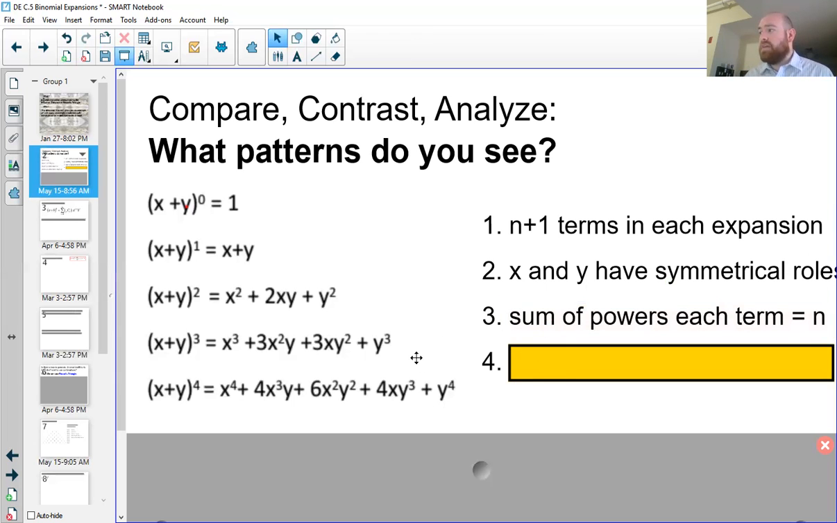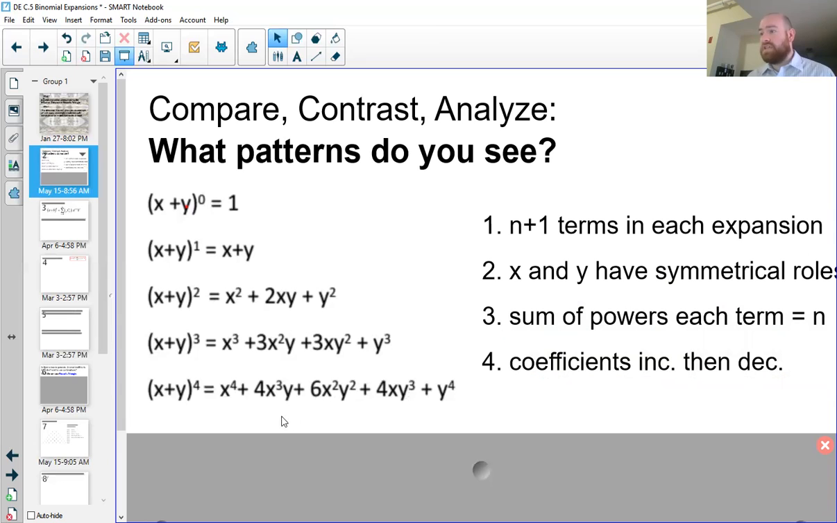Next, the sum of the powers in each term equals n. So if the power of x is 1 and the power of y is 1, that adds together to 2. It's a little bit more obvious if we have 3 and 1 is 4, 2 and 2 is 4, 1 and 3 is 4.